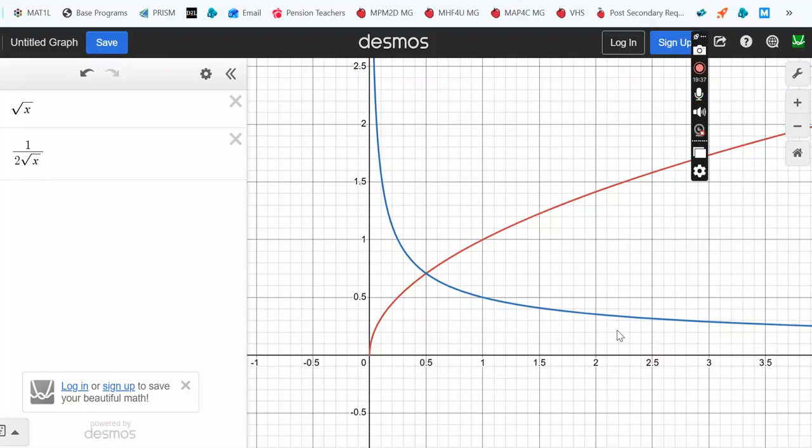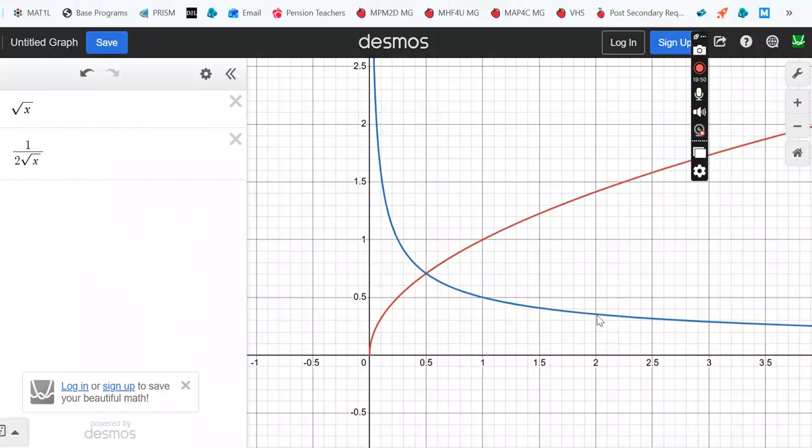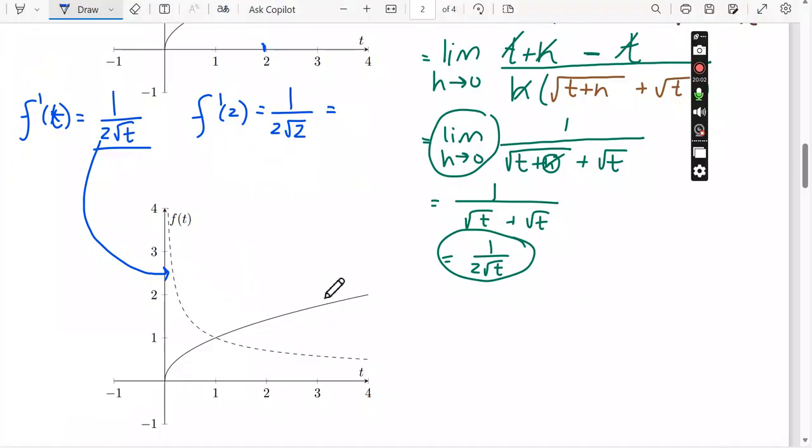Okay. So going back to the example we used, what's the derivative at 2? If I put this into the calculator, it'll give me roughly 0.35 something. So 0.35355. Okay. All right.